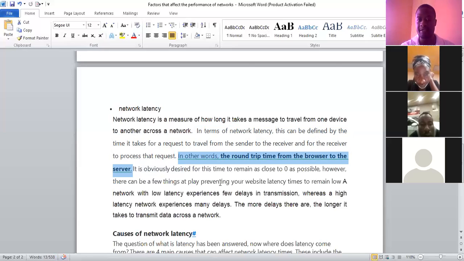So the time it takes from the browser, you are using the browser to browse the net, okay? And then the server responds by sending you feedback, okay? So that period of time, right?